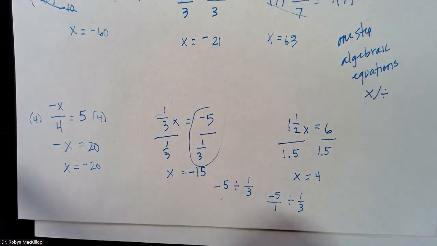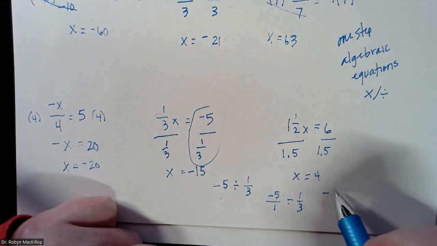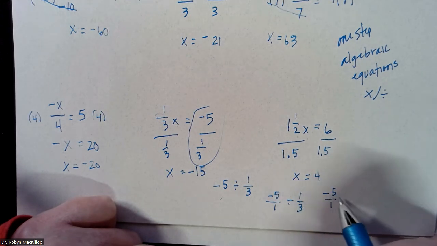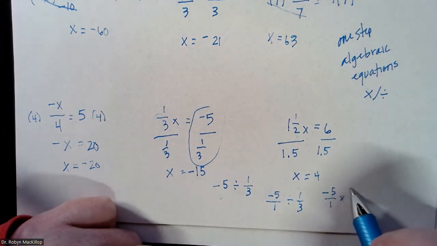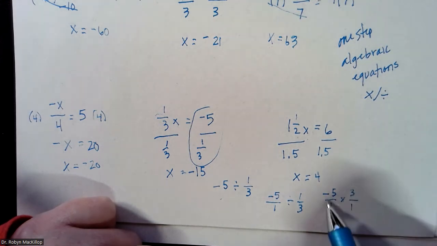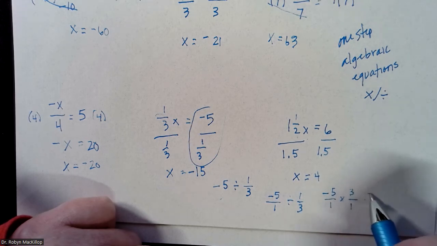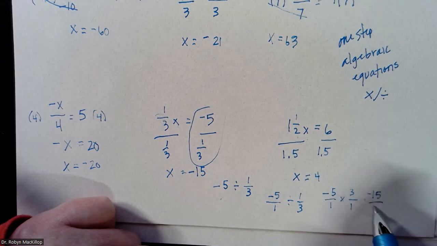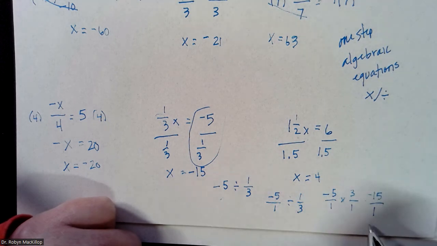But there's a really easy way to divide fractions. Keep the beginning, keep the negative 5 over 1, change the division sign into a multiplication sign, and flip the second fraction. Make it 3 over 1. Now multiply straight across. Negative 5 times 3 is negative 15. 1 times 1 is 1. Your answer is negative 15. Look at that.